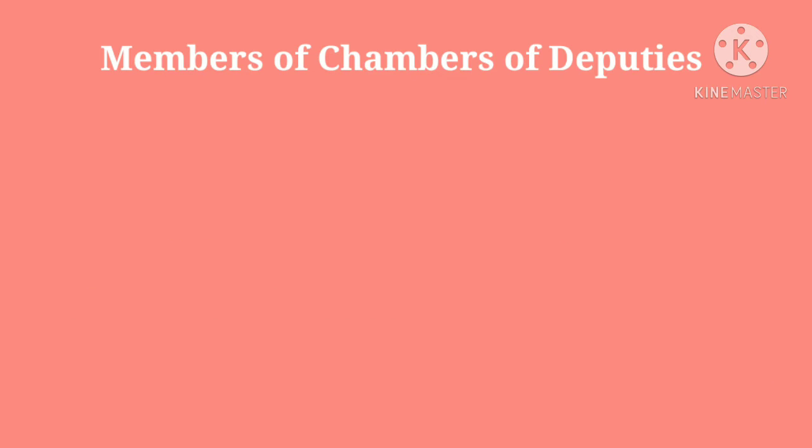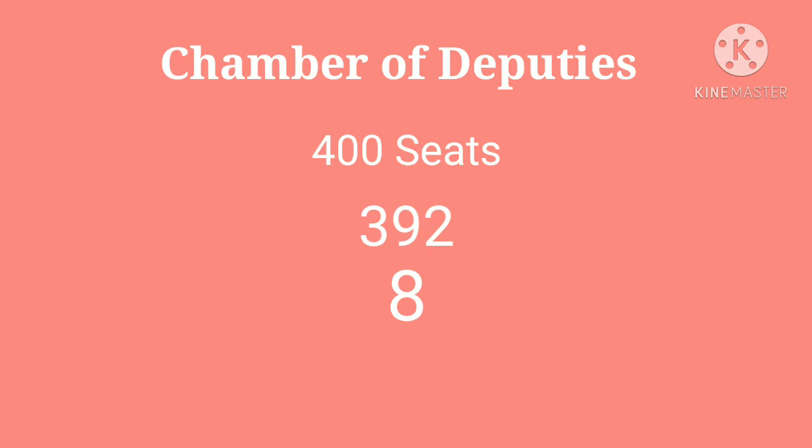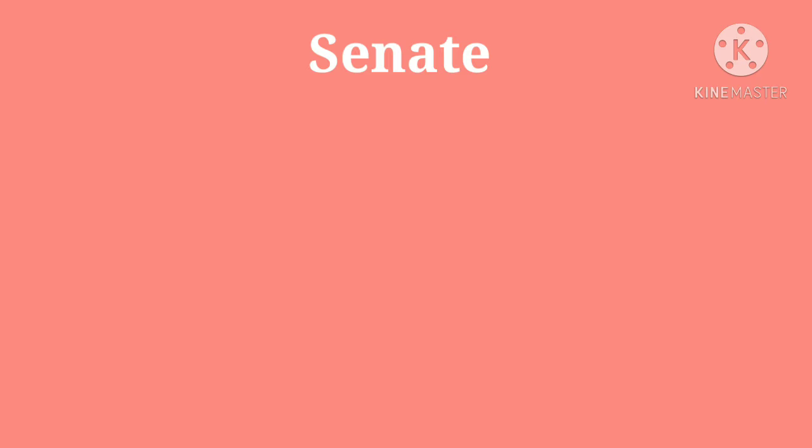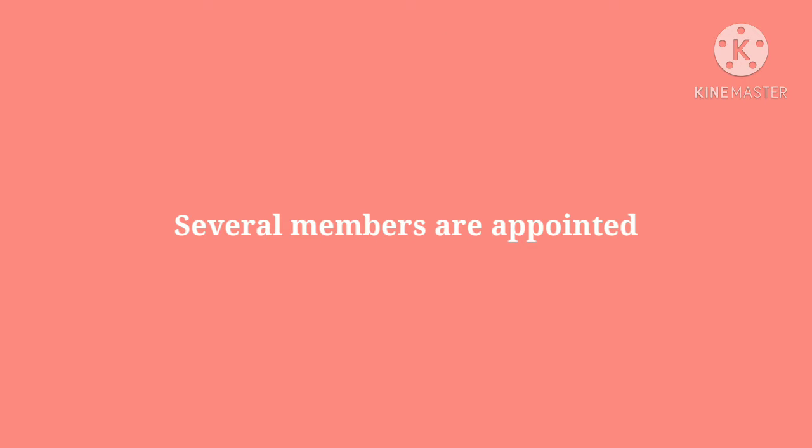All members of the Chamber of Deputies, or the lower house, are popularly elected via a system of proportional representation. The Chamber of Deputies has 400 seats, of which 392 are elected from Italian constituencies and 8 from Italian citizens living abroad. Members of the Senate, or the higher chamber, are elected in the same manner, but the Senate also includes several members appointed by the President and former Presidents.